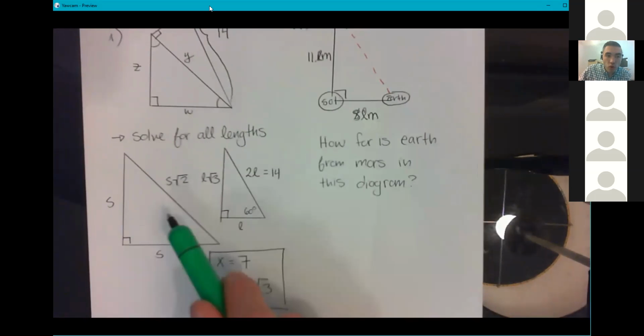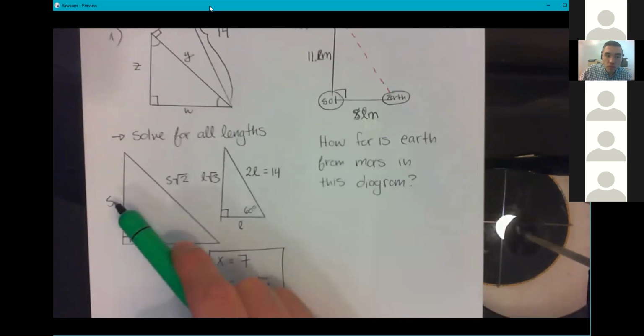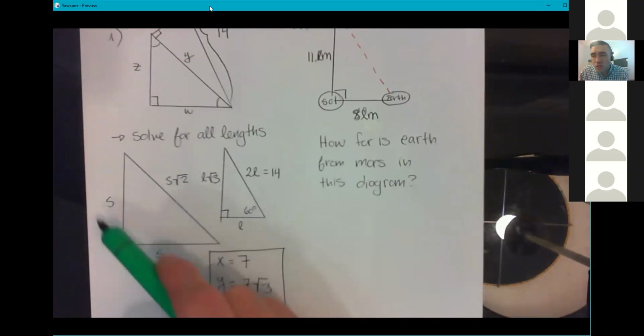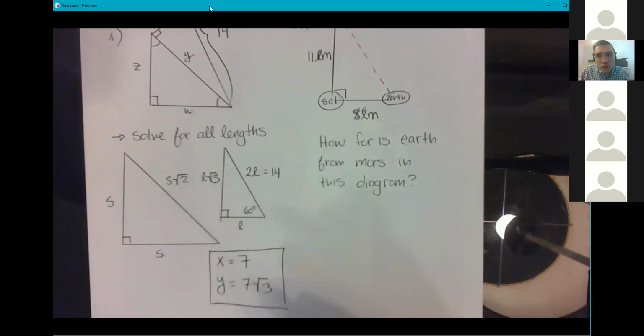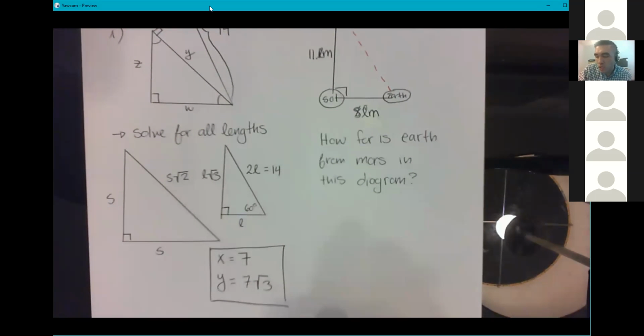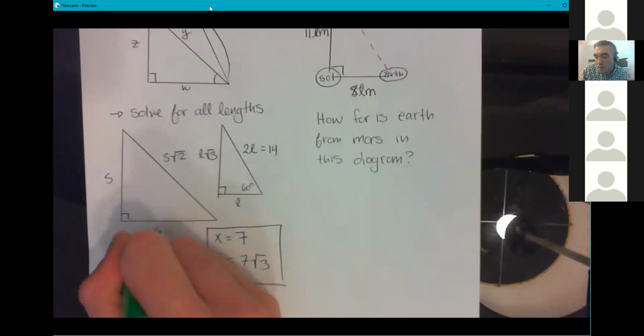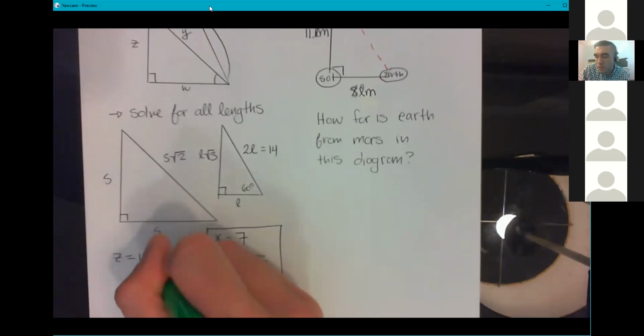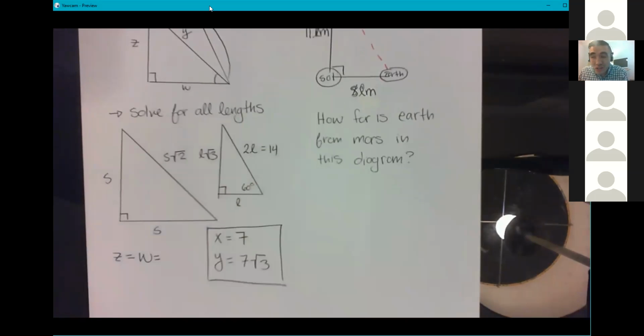Because we know that for our 45, 45, 90 triangle, both of these are just side length S. So solving for Z and W isn't solving for two things independently. You solve for one, you solve for the other. So Z must be equal to W, must be equal to whatever our answer is.